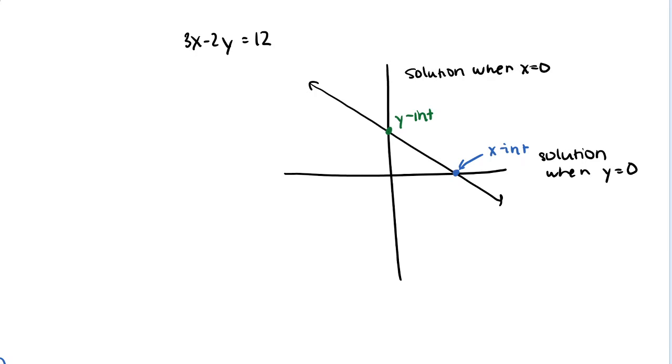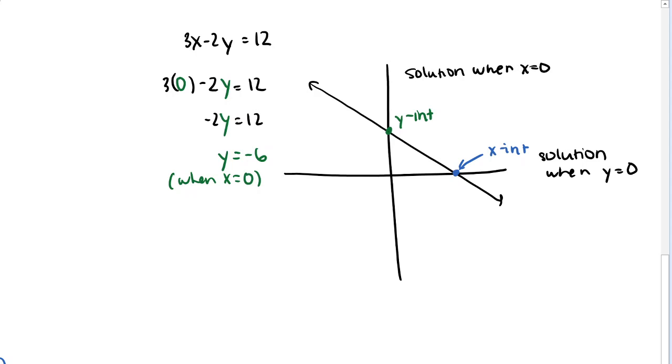So here, let's do that. Let's find these solutions to our equation when x is 0, and then let's find the other one when y is 0. So here, for the y-intercept, I'm going to set x to be 0. We've got 3 times 0 minus 2 times y is equal to 12. Well, 3 times 0 is 0. We've got minus 2y is equal to 12. And so we would solve this equation by getting y completely alone. Dividing both sides by negative 2 gives us y is equal to negative 6. And this is specifically when x is equal to 0. This is a solution to the equation: 0 for x, negative 6 for y. And so here, our y-intercept is the point (0, negative 6).